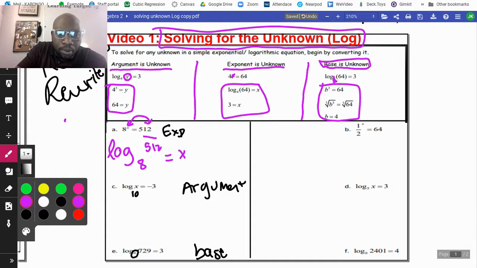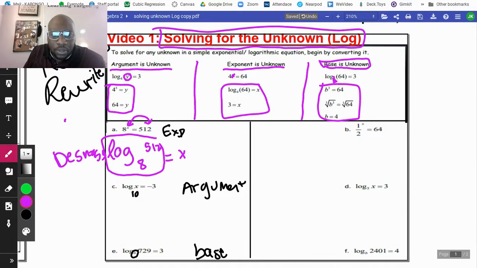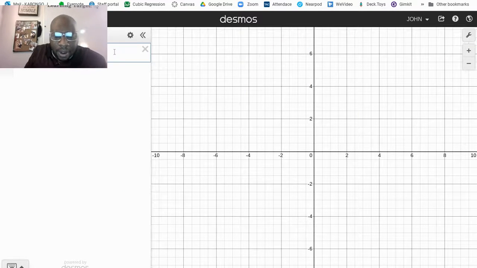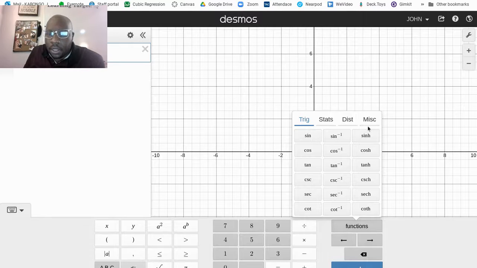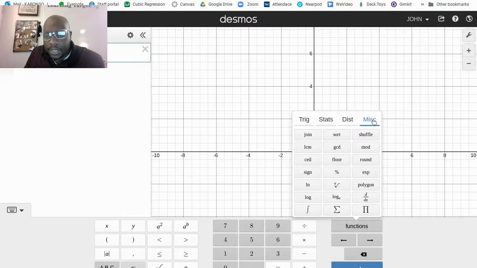What you do next is just plug this in Desmos, and that's it. Desmos will do the deal for us, right? So let's go to Desmos. Log. So how do we find log? You go to the bottom keyboard, you click on that, then you go to functions, you click on functions. And then you go to this one here. I don't know what its name is, whatever that is. Log is this one right here.